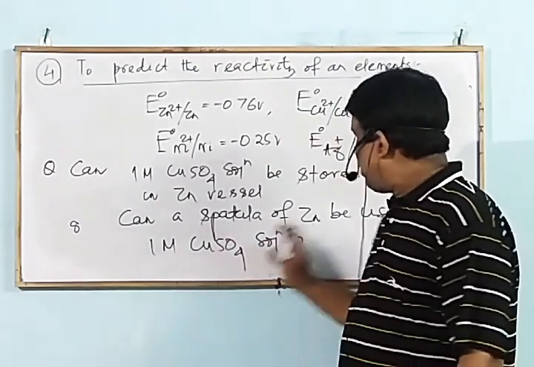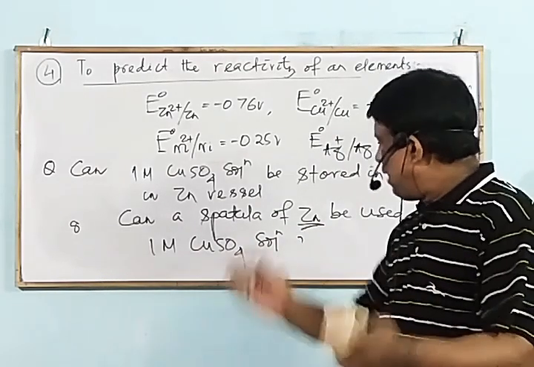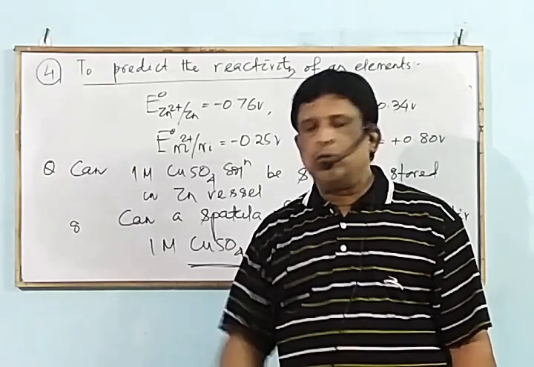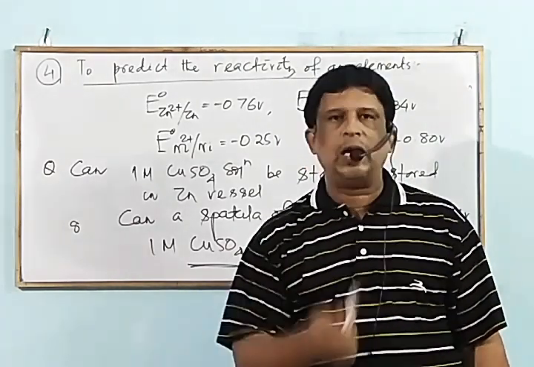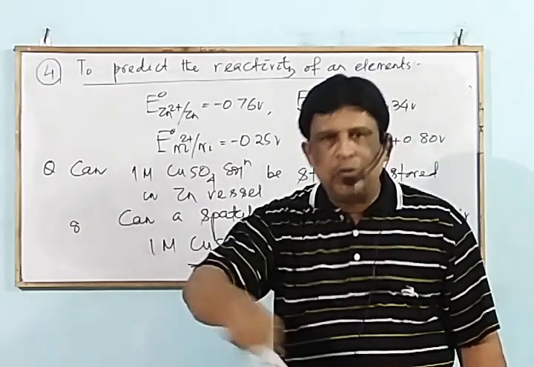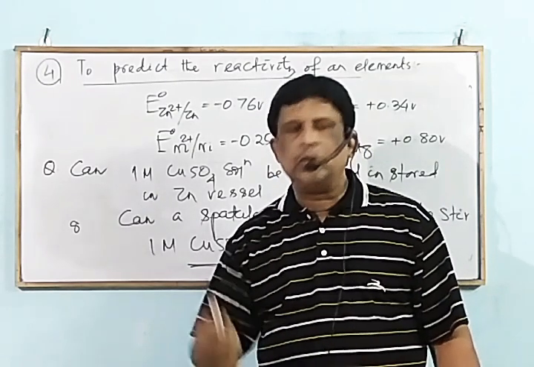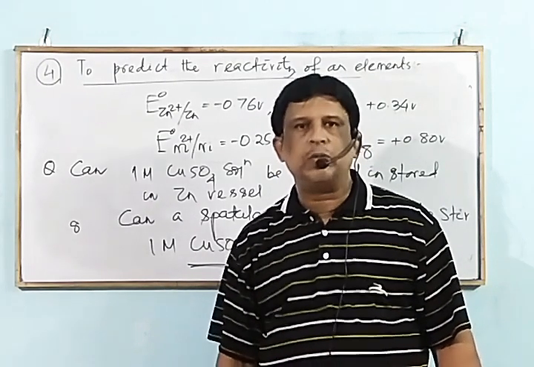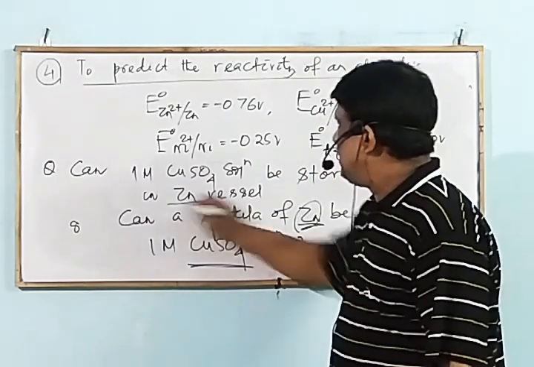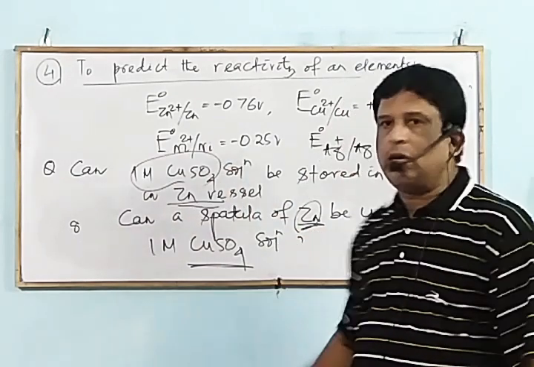That means a container is there, a container in which copper sulfate solution is present. Then we have to select one spatula, one spoon, which is made up of zinc metal. So can we stir the copper sulfate solution with the help of a zinc spoon? Or the container is a zinc container. Can we keep a 1 molar copper sulfate solution in it?